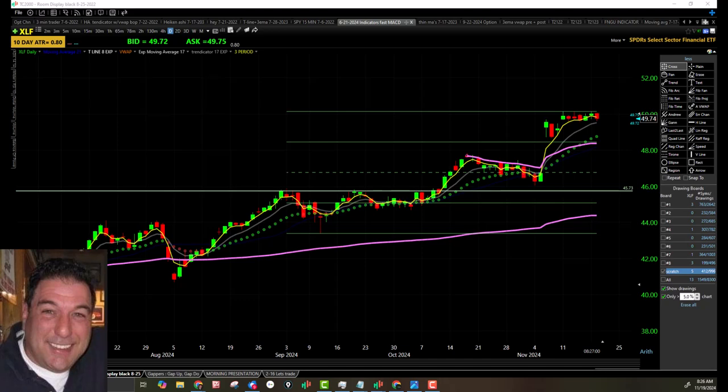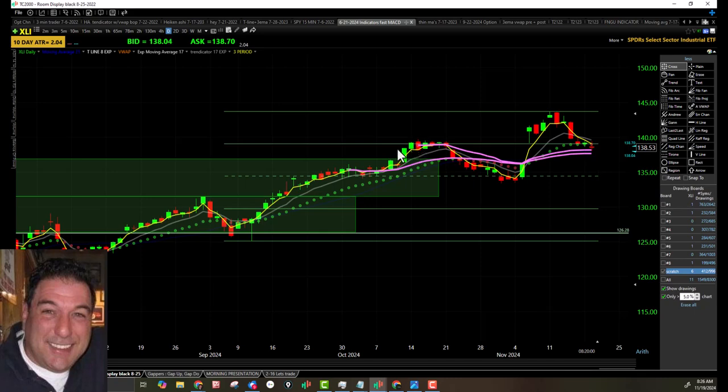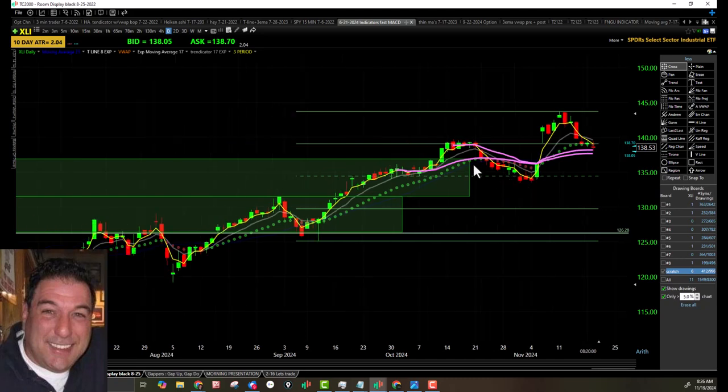Let's take a look at XLI. Here's our industrials. Okay, it's about 5 days ago. They put in this all-time high right there 5 days ago. Price action, you can see we're still up over a couple of prior all-time high anchored VWAPs. That's bullish. Up over the 17 EMA. That's bullish. Up in quadrant 4. That's bullish. So XLI still bullish, making higher highs, higher lows, still in an uptrend. Everything's still bullish on XLI.